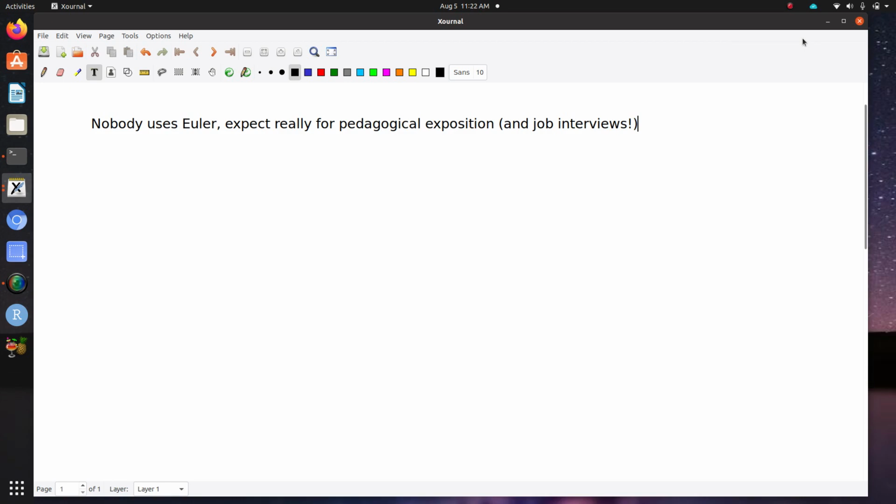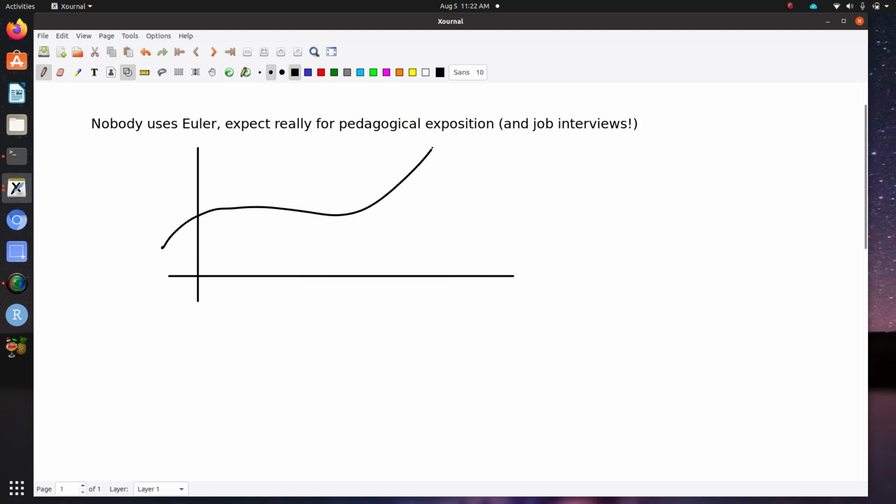So ultimately what we want to do is something like this. Let's say we want some kind of axis, and then some sort of thing going on like this. We're going to take, here's the actual solution. And here's a point at t. Here's a point at t plus h. And somewhere in here is t plus h over 2.